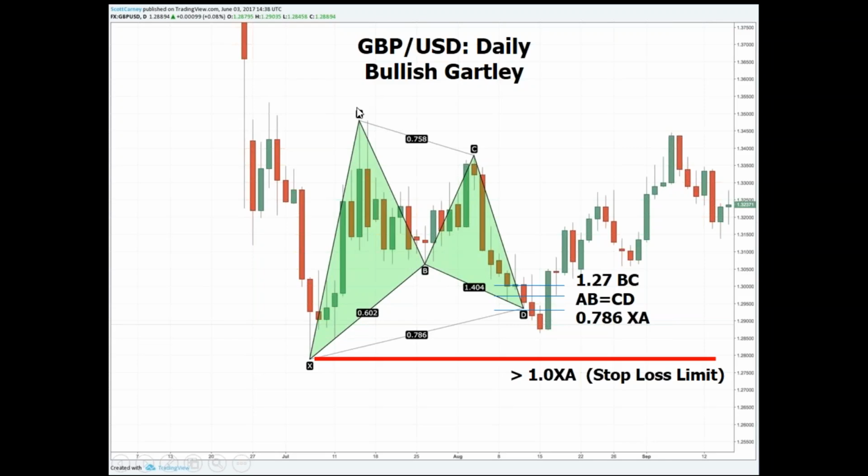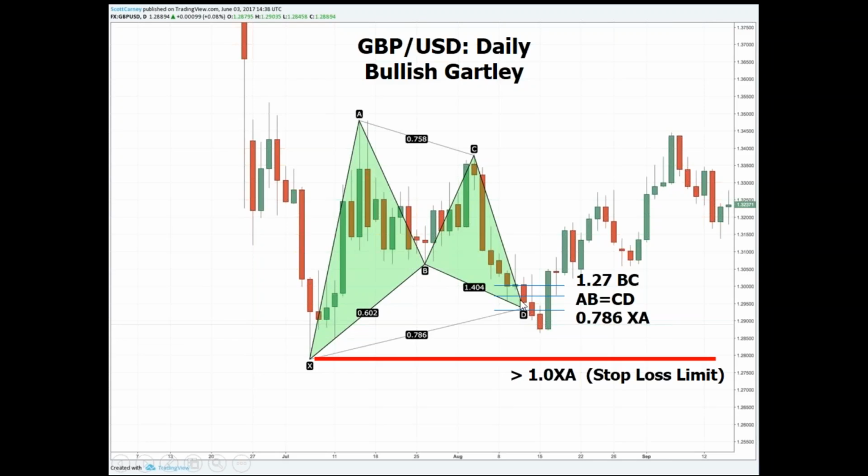We have that equivalent A to B, C to D. Right there is the exact point where the minimum equivalent ABCD formation completes. And then we utilize the 1.27 BC extension. This is a tighter configuration, but all of the numbers are tested, and we focus especially on that 786.